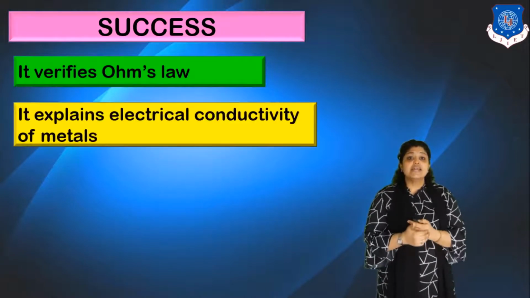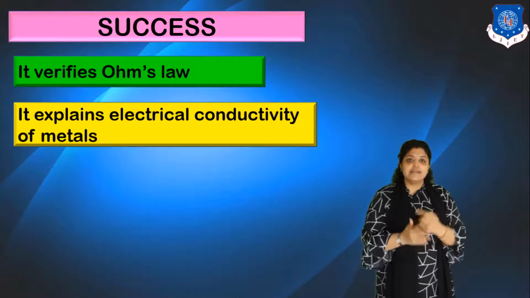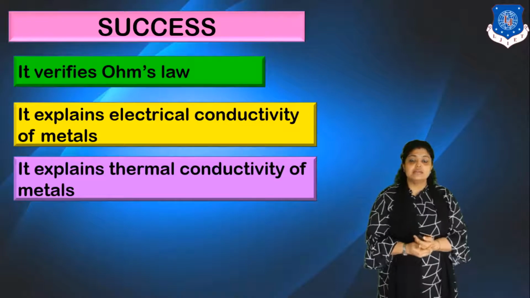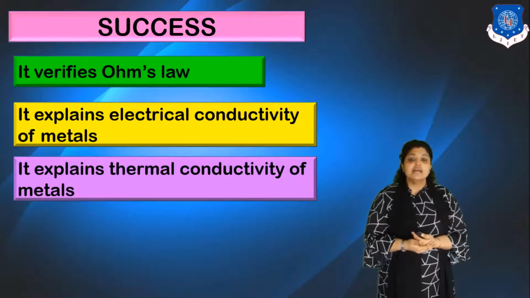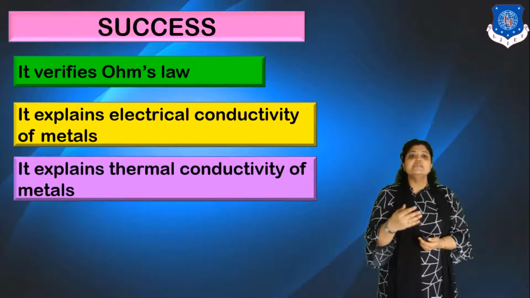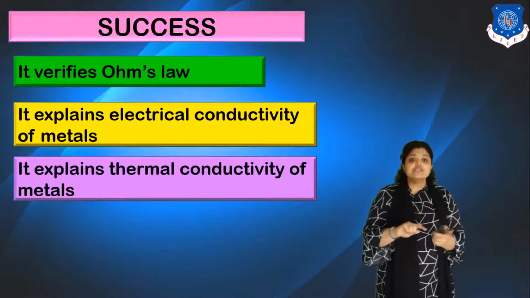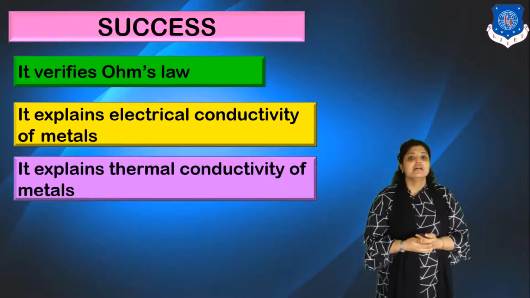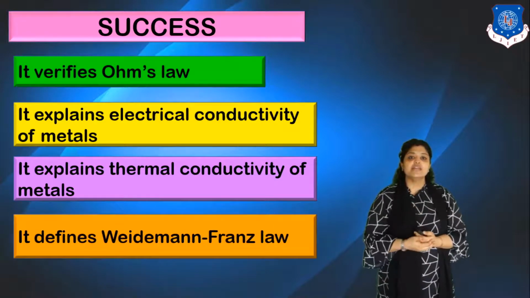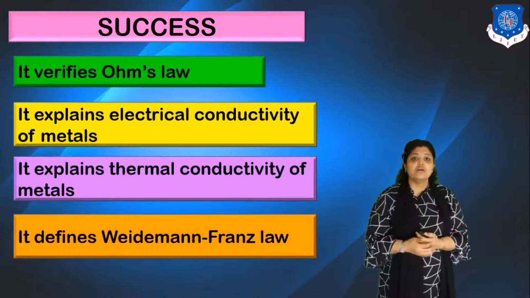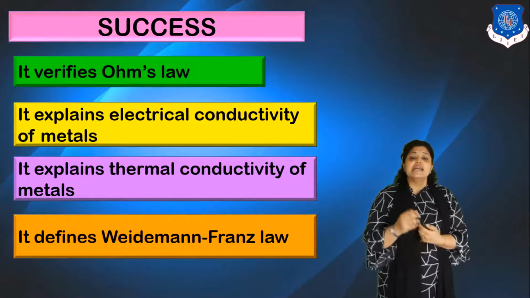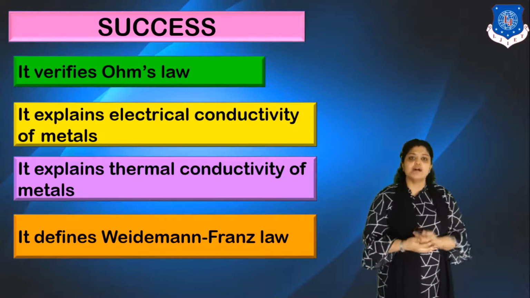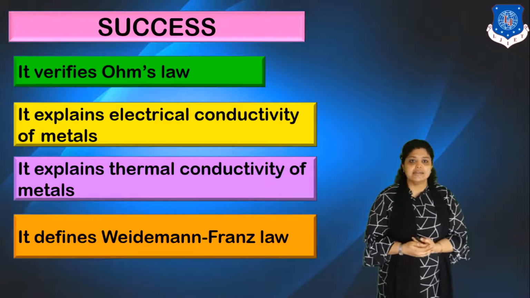Next, this law explains the electrical conductivity of metals. It also explains thermal conductivity of metals. If you talk about metals or conductors, they are good conductors of electricity as well as heat. If they carry electricity, they can also carry heat from a higher to a lower temperature. Last one is, this particular theory verifies Weidemann-Franz law. Now what is this Weidemann-Franz law? It explains the relation between electrical and thermal conductivity. That is also a part of our syllabus and we'll be discussing it later.